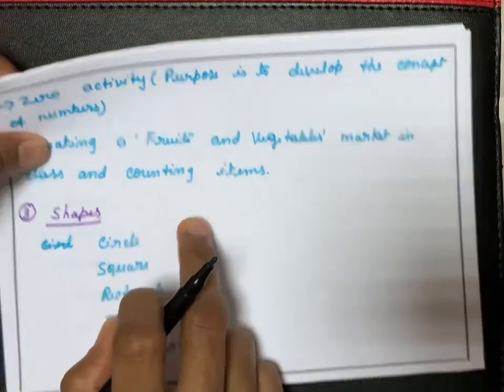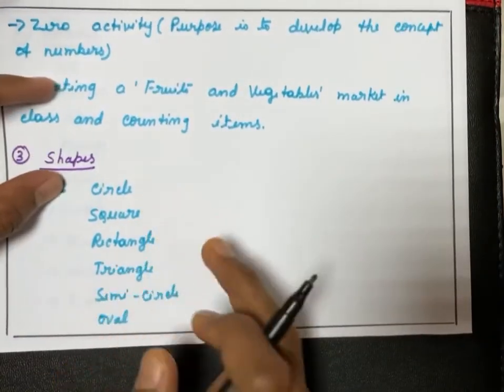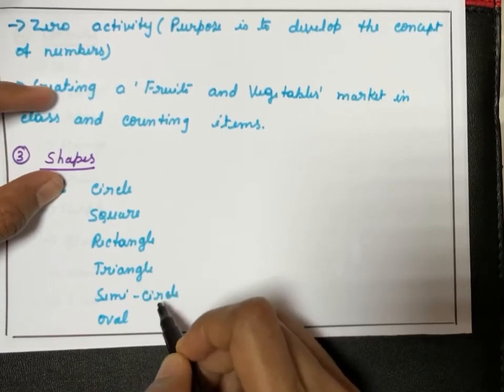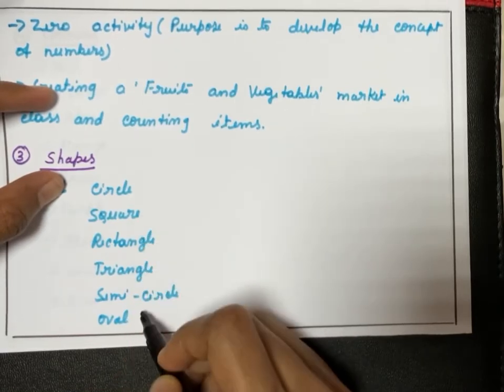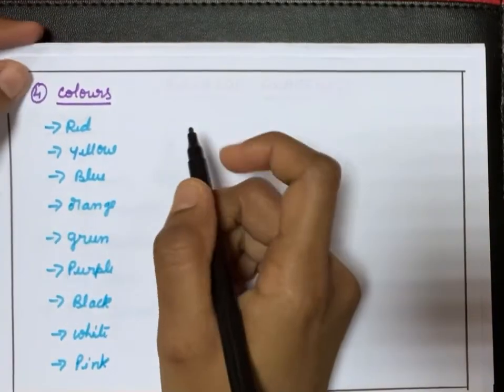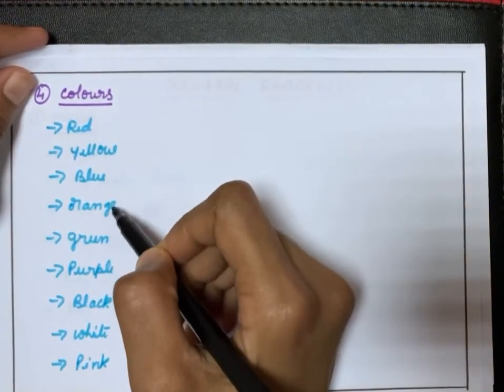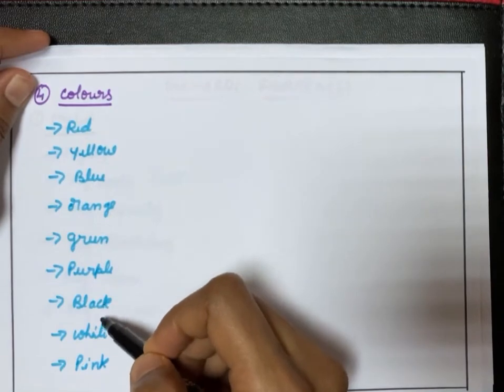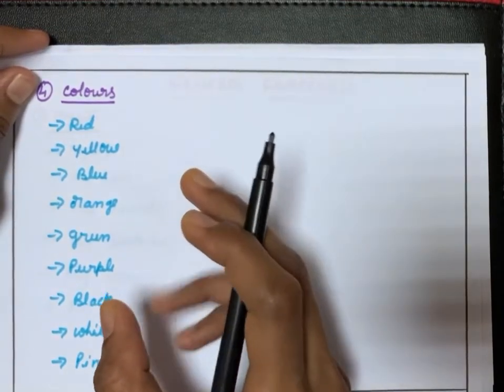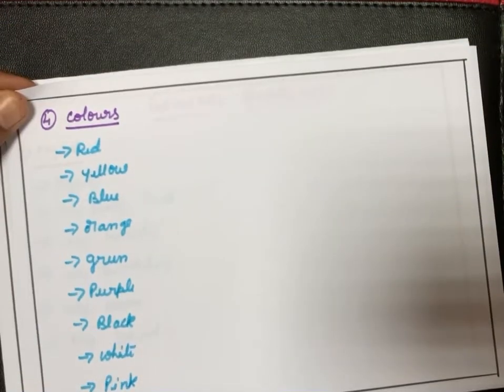Then next comes the shapes. In shapes you can teach circle, square, rectangle, triangle, semicircle, oval. These types of shapes you can teach them. Then next comes the colors: red, yellow, blue, orange, green, purple, black, white, pink. These types of colors you can teach them to identify the colors. So this is all about the math syllabus.